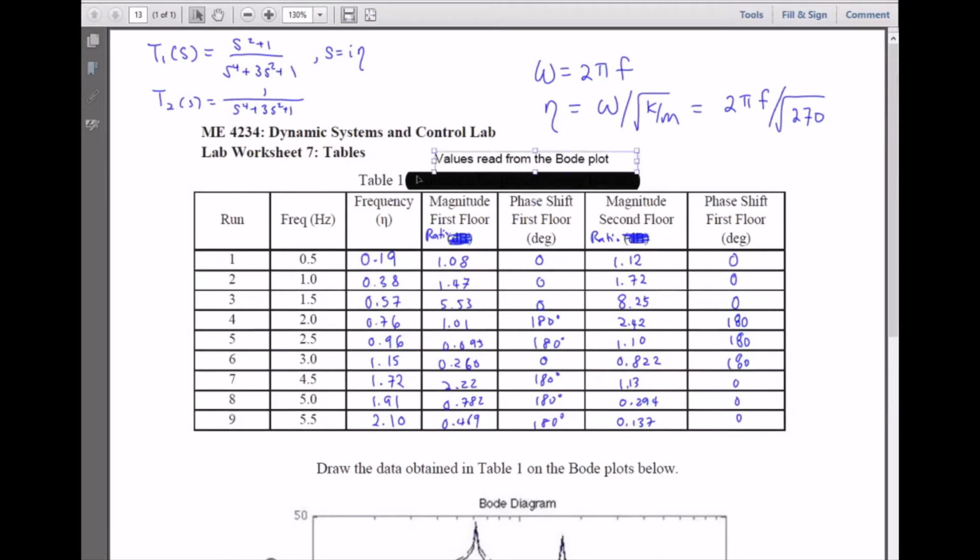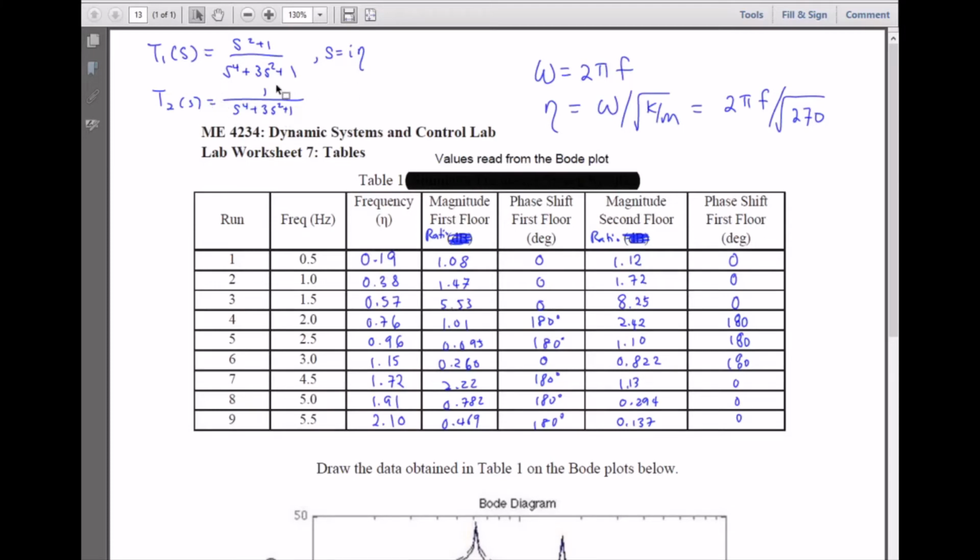I can just directly put in the eta frequency for 0.5 hertz. I can calculate the omega, which is 2 pi f. So 2 pi times 0.5 will be 1 pi, and then 1 pi divided by the square root of 270. So that's my eta, 0.19. Okay, so when I have 0.19, I can plug this number into transfer function 1 for the first floor and transfer function 2 for the second floor.